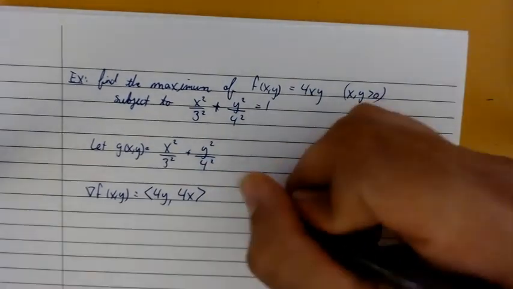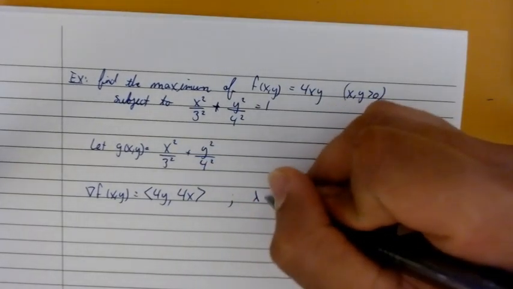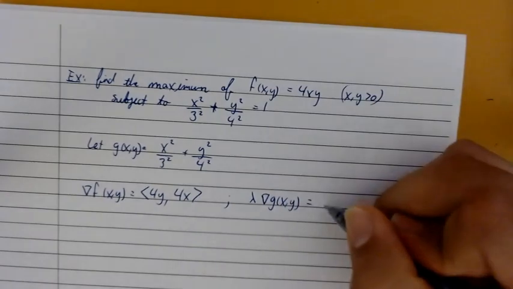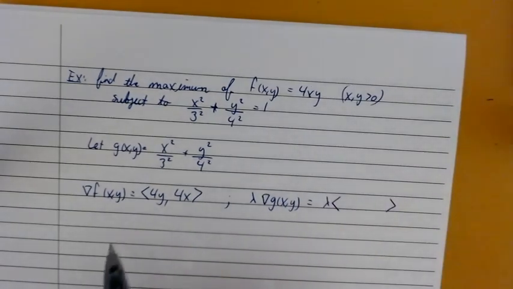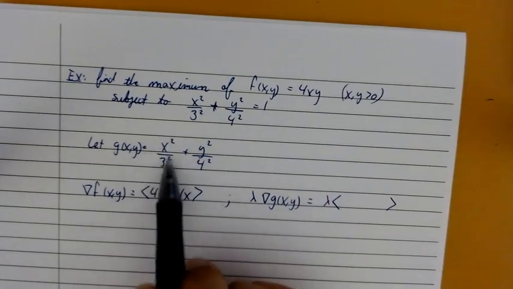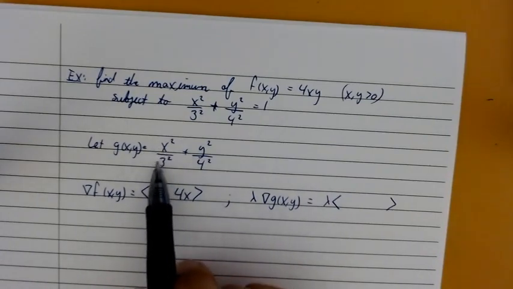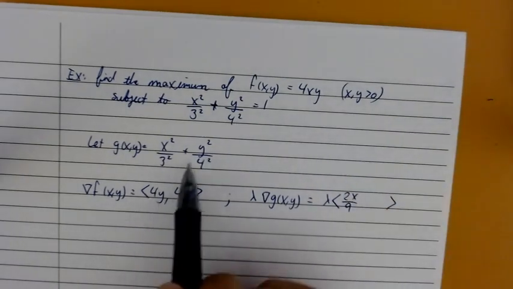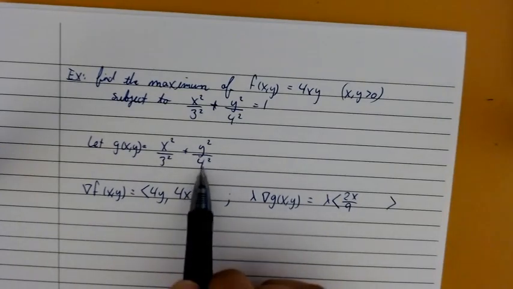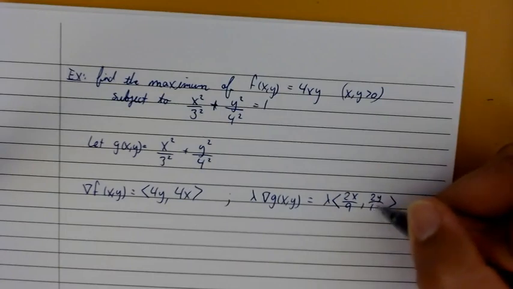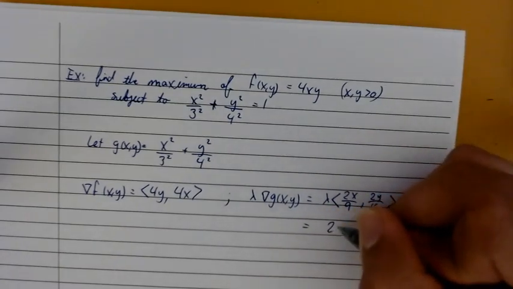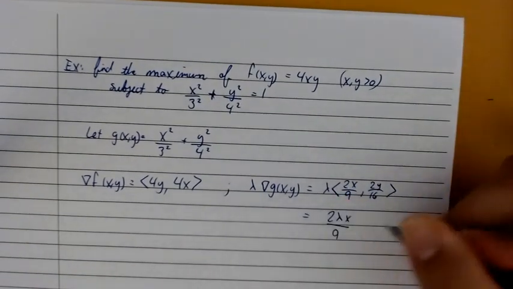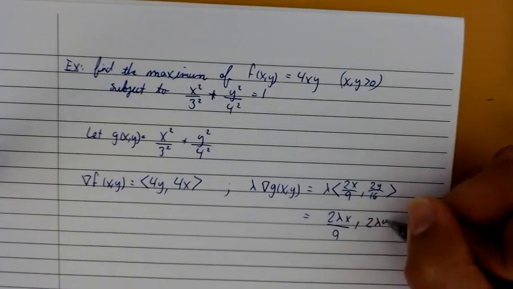Okay, now let's find lambda times the gradient of g. That's going to be lambda times the gradient of g. The derivative of this with respect to x would be 2x over 9, and with respect to y would be 2y over 16. Since you're multiplying that by lambda, you can write that as 2 lambda x over 9, comma, 2 lambda y over 16. Remember, lambda is a constant. We don't know what it is, but whatever it is, it's a constant.